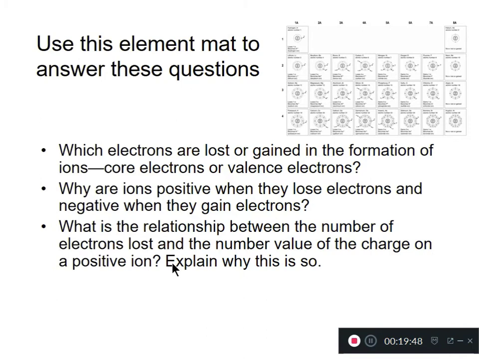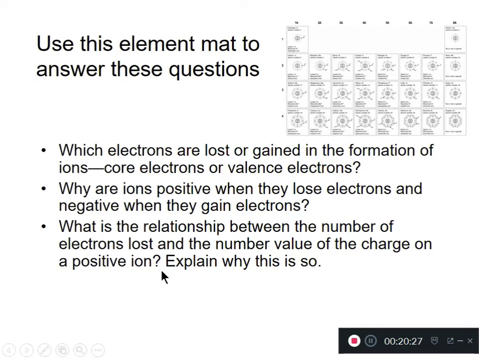So which electrons were lost or gained in the formation of the ions? Was it the core electrons or the valence electrons? Hopefully we saw it was the valence. Why are ions positive when they lose electrons and negative when they gain electrons? Think about that a minute. Remember, electrons are negatively charged. So if I lose a negative charge, that's like minus a minus sign, and it's going to become a positive ion. And when I gain a negative charge, it will become more negative.